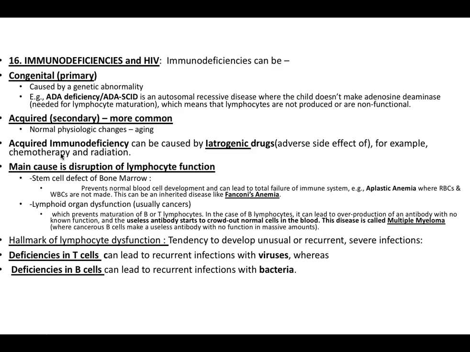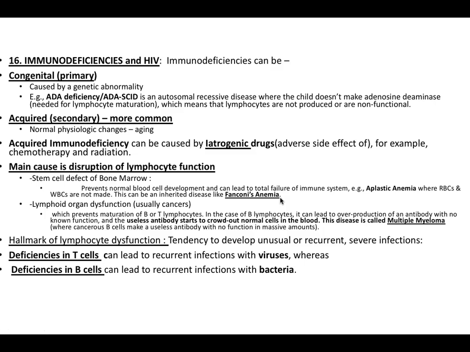They're taking the chemo to get rid of the cancer, but they're also now much more vulnerable to picking up infections. So that's an iatrogenic drug. All right, now there are 2 major ways of disrupting the person's immune response. One can be a bone marrow problem. And I do want you to know that a bone marrow problem is going to cause aplastic anemia. And Fanconi's anemia is an example of an inherited type.